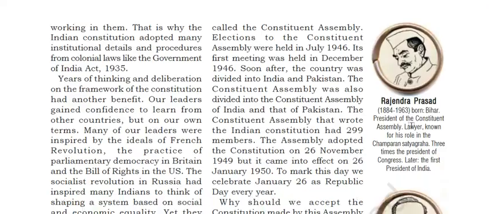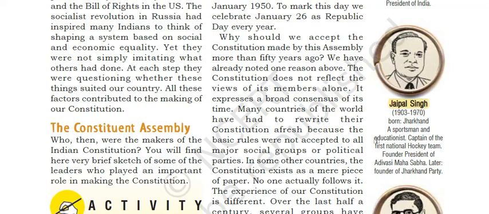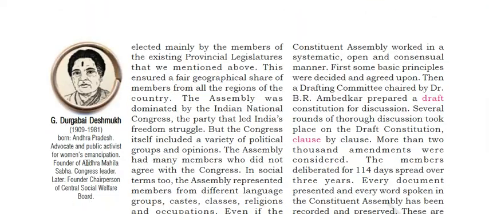Rajendra Prasad. Here you will find Rajendra Prasad. Then you have Jaipal Singh, a sportsperson, captain of the first national hockey team, former president of the Adivasi Mahasabha. So you see, he was not from the Congress, and he later founded the Jharkhand Party. All the people are not from the Congress, and they have different policies and ideologies also. Then we have G. Durgabai Deshmukh. So many of them were there.